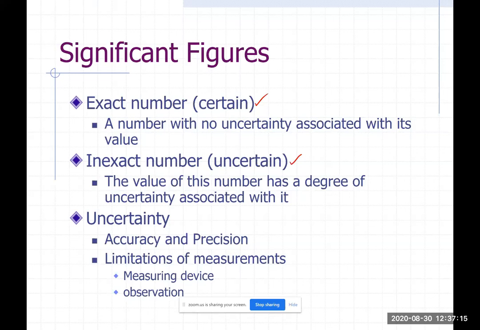That's going to be the last number we write down, and that's going to be our best estimate by reading between the lines. And we'll talk about what that means with a couple of examples. But that value has some degree of uncertainty associated with it, and so it introduces some uncertainty into our significant figures that we're writing down by convention. What is that uncertainty? It could be associated with accuracy or precision, or it could be associated with limitations on the measurements, either the measuring device or our ability to observe and read the value that's on that measuring device.